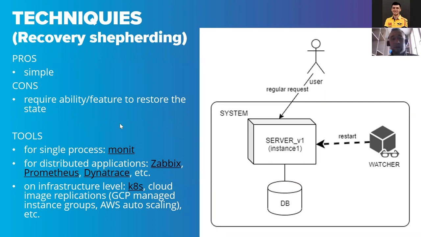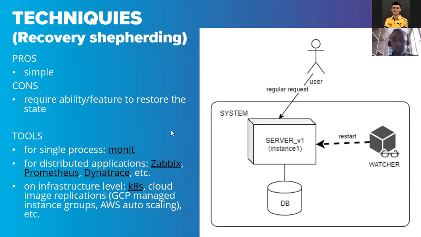Actually, as microservices become more and more popular, the microservice architecture itself assumes that you use this kind of resiliency and auto-scaling and things like that. So these tools become really widely used. And for distributed applications, yes, in Java, we have tools like Zabbix. It is quite an old tool, it's been a long time on the market, but it's still relevant and it does the job really well.